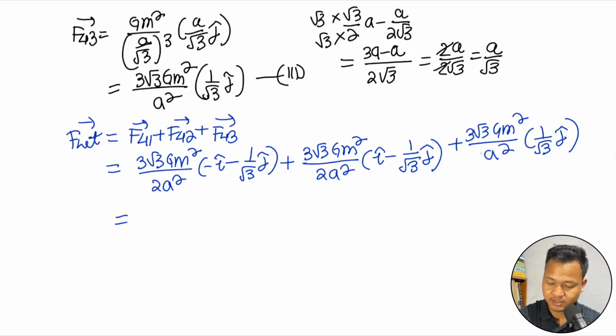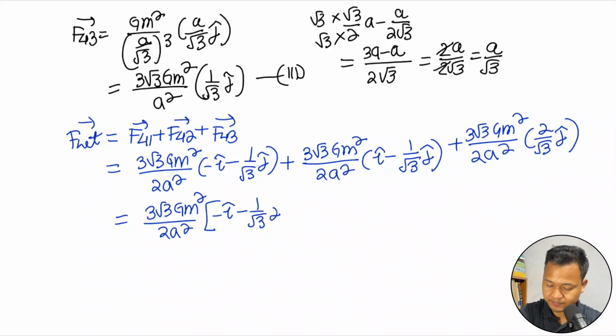So here I can do one thing. For the last term, divide by 2 and multiply by 2, so you have this term in every equation. Taking that term out, 3 root 3 into Gm square divided by 2a square, the remaining is minus i minus 1 by root 3 z, plus i minus 1 by root 3 z, so plus 2 by root 3 into z.